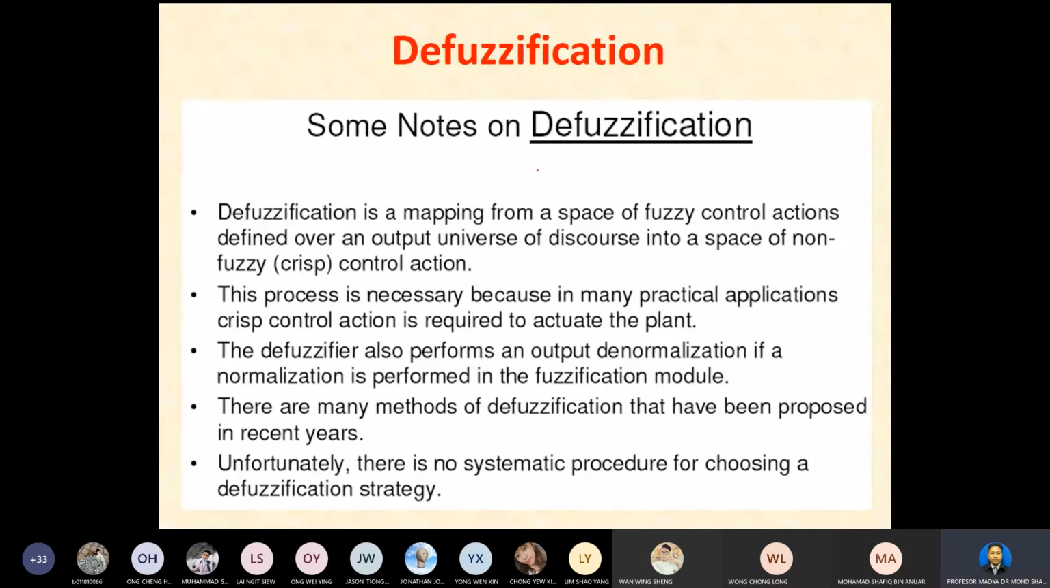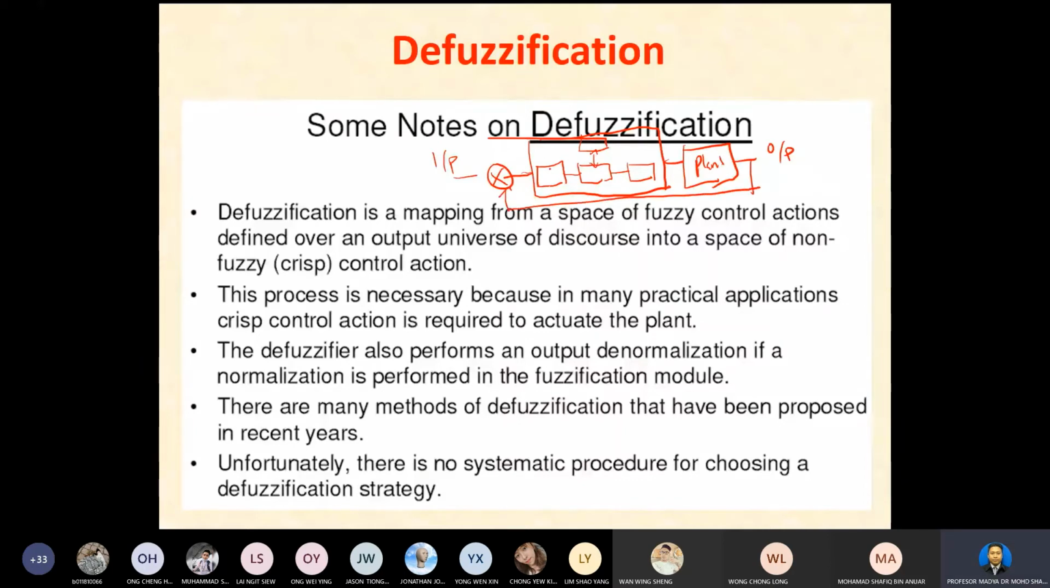For example, this is our fuzzy architecture, and then this is our system, our plant. This is our feedback. This is input, and this is output. And we have a feedback here.